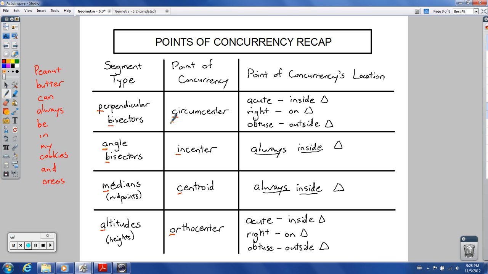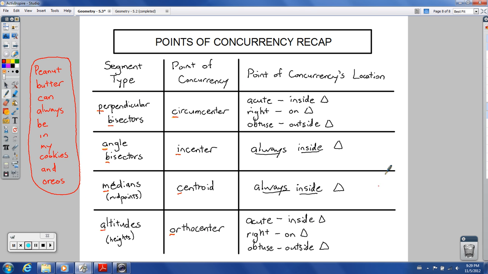They go in that order. That helps me remember peanut butter goes with perpendicular bisectors, can with circumcenter. So peanut butter can, perpendicular bisectors, circumcenter. Always be in, angle bisectors, in-center. My cookies, medians and centroids, and Oreos, altitudes and orthocenter. So let's write this off to the side. I think that is a good mnemonic device to help you remember what's what here. So hopefully you find this a helpful way to remember what all these things are.